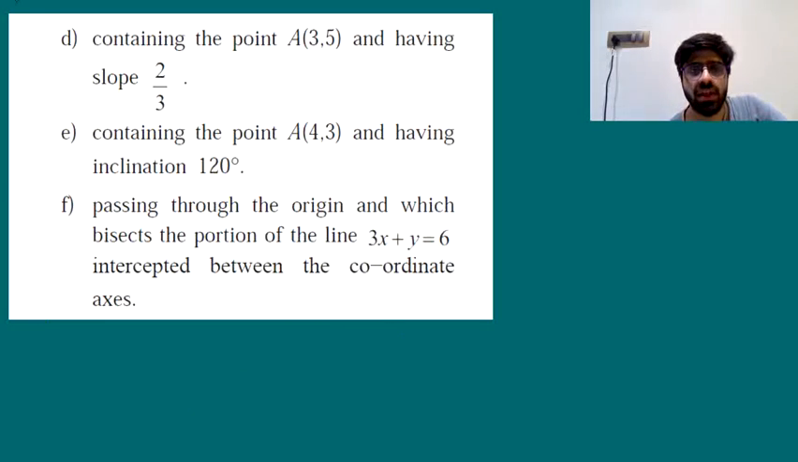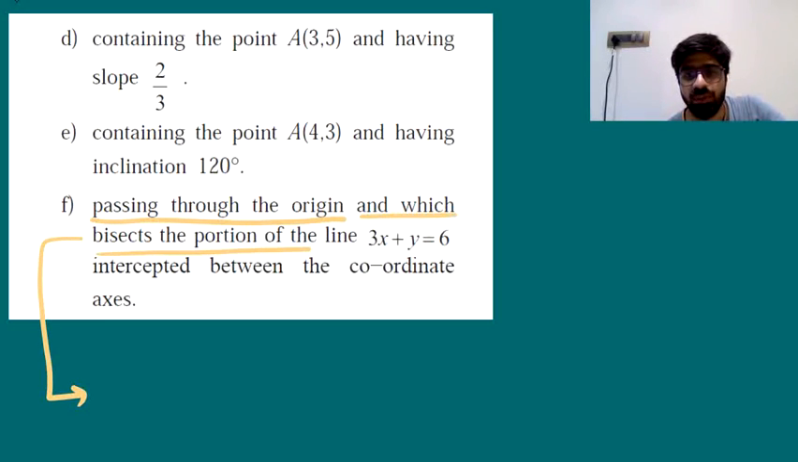Let's go ahead with finding the equation of required line for part F. The required line is passing through the origin and which is bisecting the portion of the line 3x plus y equal to 6 intercepted between the coordinate axis.